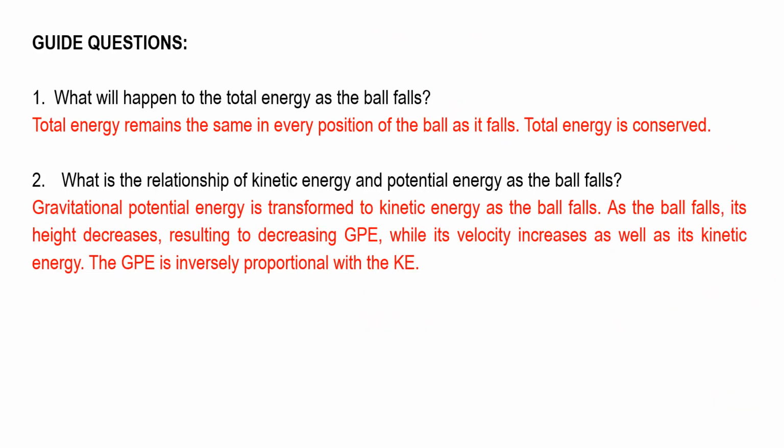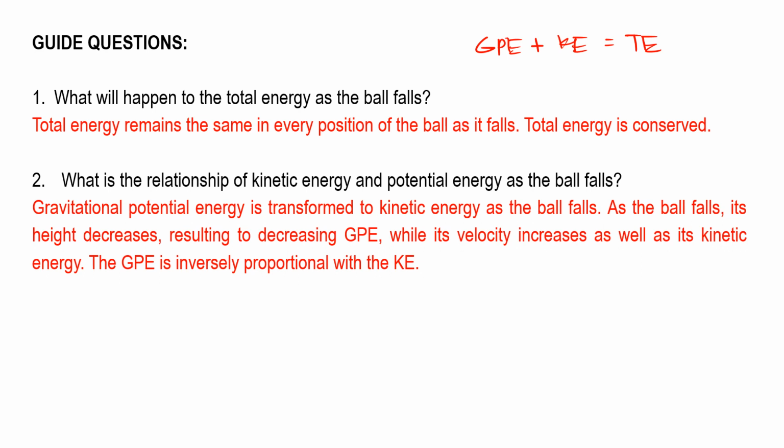So we have two questions here again. The first question is, what will happen to the total energy as the ball falls? What we did in our experiment is we computed GPE and also the kinetic energy at different positions, and then we added the two and computed the total energy. Based on our data, the total energy is actually the same. If they have the same value, meaning the total energy is conserved. So total energy remains the same in every position of the ball as it falls.